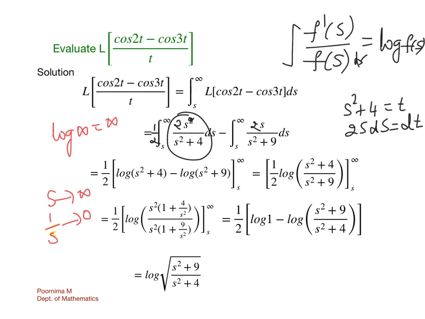For that, what you can do, you can take s square common from both numerator and denominator under log. So if you take s square common from the numerator, you get 1 plus 4 by s square. Similarly, if you take s square from the denominator, 1 plus 9 by s square. So then this s square gets cancelled. This s square gets cancelled. So then you can avoid the infinity value, right?